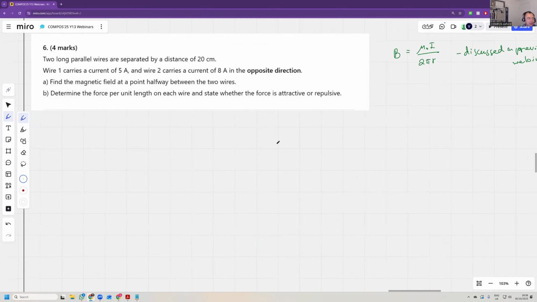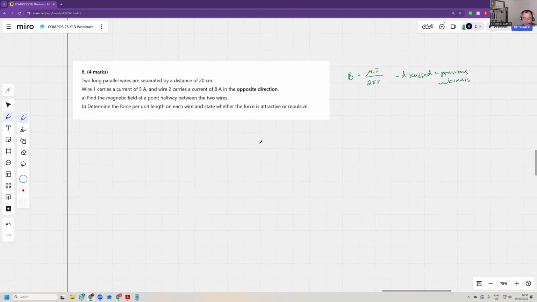2 long parallel wires are separated by a distance of 20 centimeters. So I've got a formula here, which I will use. I've done the proof of that formula last year, so if you want to watch last year's webinar, there's a proof of this formula. Wire 1 carries a current of 5 A, and wire 2 carries a current of 8 A in the opposite direction.